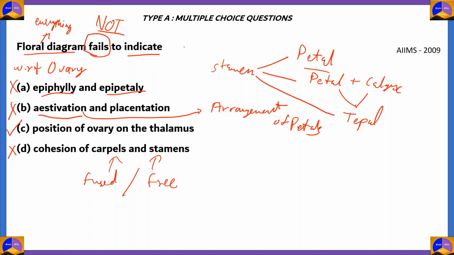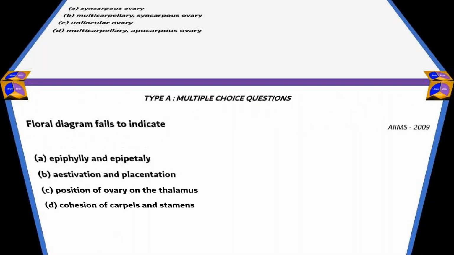Some other things are which root system it has, which type of leaf it has, etc. Floral diagram is exclusively for flowers, and the position of ovary on the thalamus, however, is not indicated.